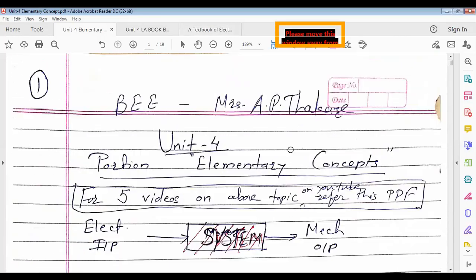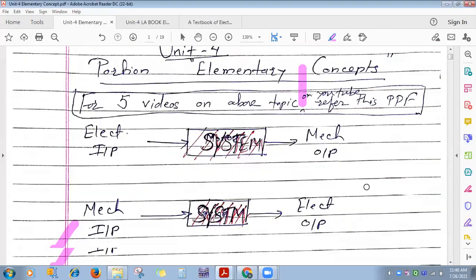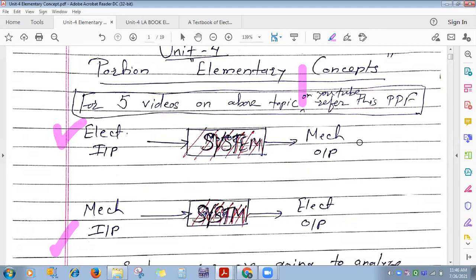Okay. So next one is unit 4, that is the elementary concepts. In this, we are going to simplify two types of systems. The first one is electrical as the input and mechanical as the output. For example, a motor, which you use to lift up water against gravity. So what is done for that motor? Electrical is the input and output is mechanical, mgh. So that system we are going to simplify.